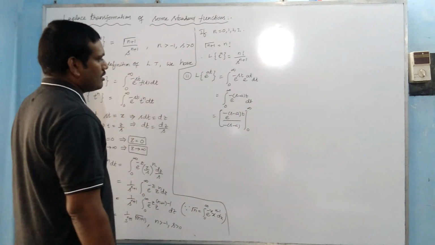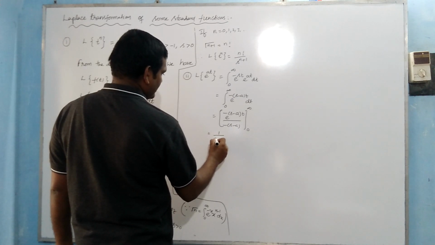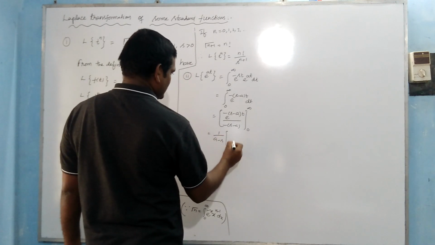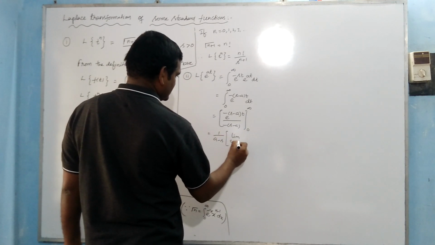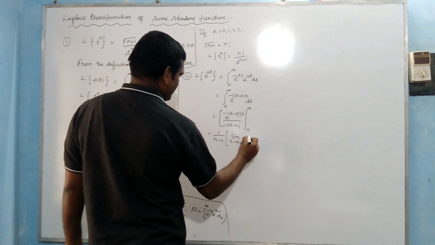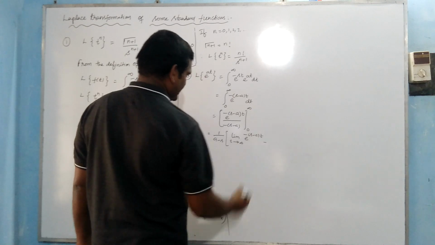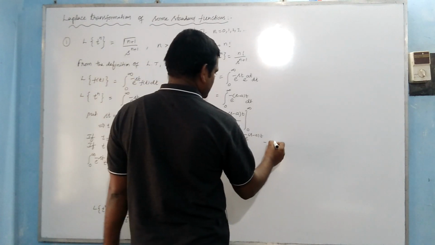Now we have to apply these limits. Here 1 by a minus s is constant. The upper limit is t tending to infinity, e power minus of s minus a times t, minus the lower limit t is equal to 0, e power 0 is 1.